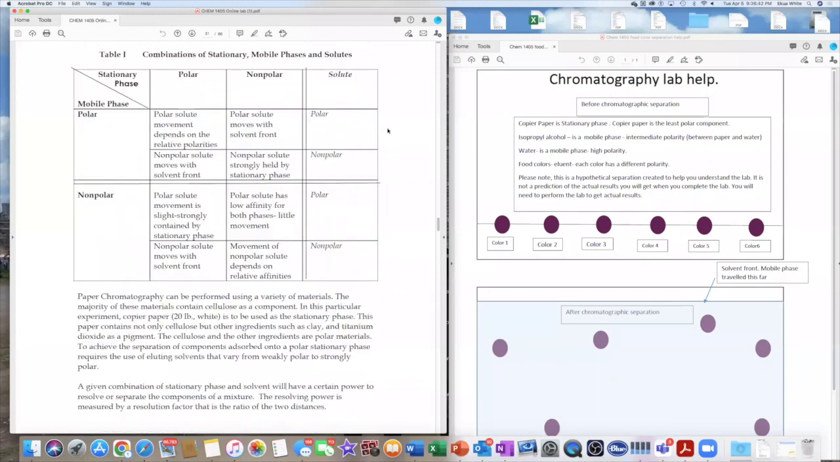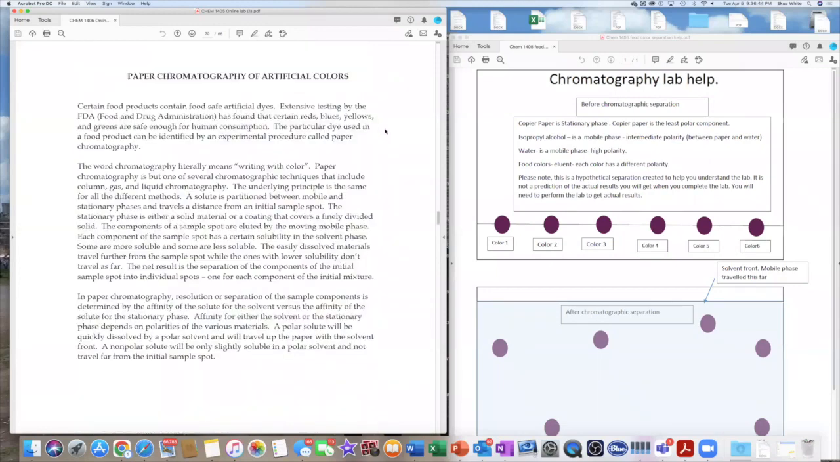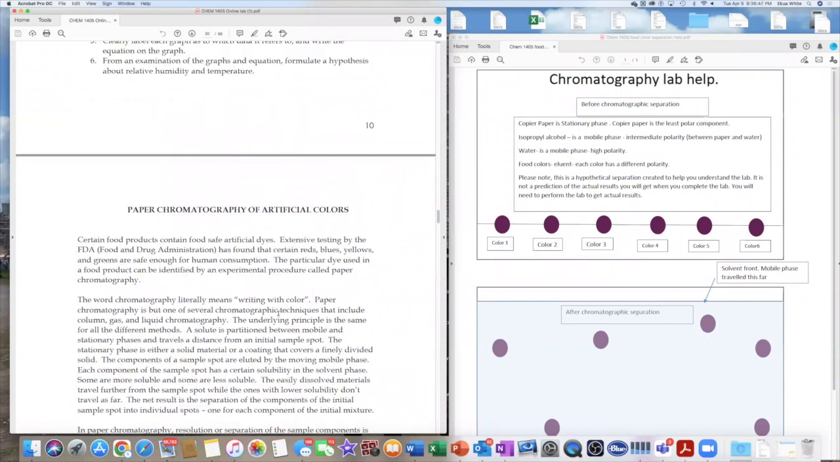Okay, we're going to be working on the paper chromatography lab. When we start with this, the background information for this lab, I'll start right here. The word chromatography literally means writing with color. In paper chromatography, what we're going to be doing is essentially looking at your solute, we were told right here, and partitioning the solute between the mobile phase and stationary phase.